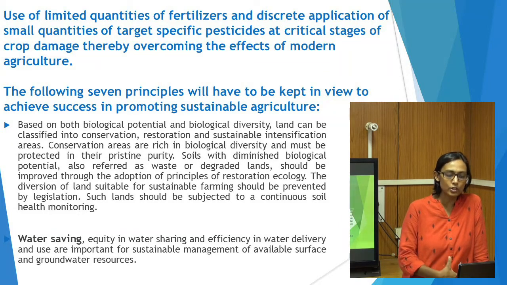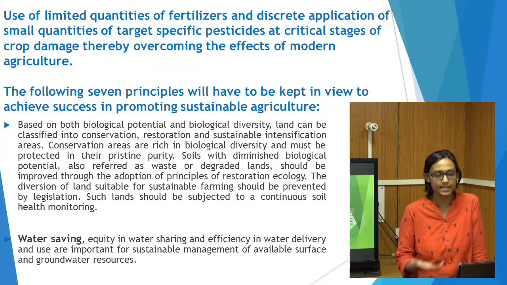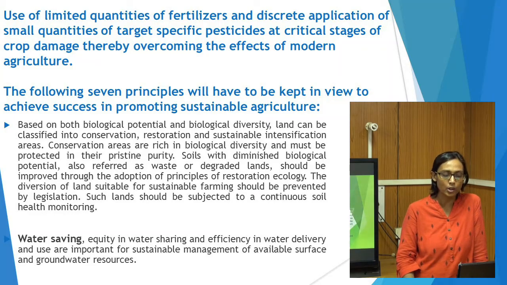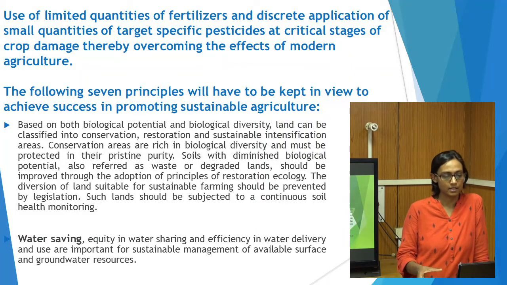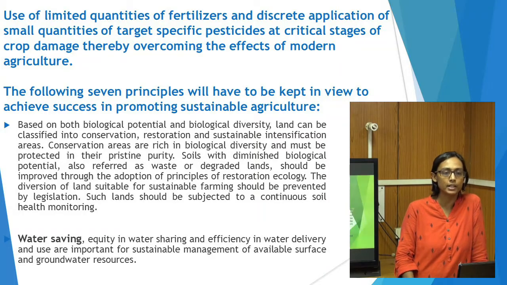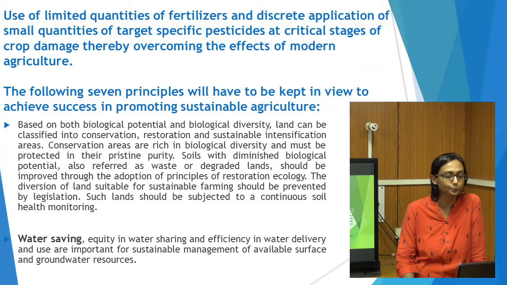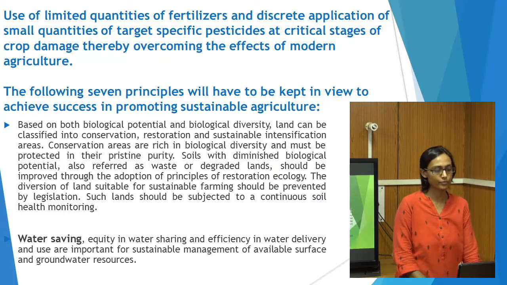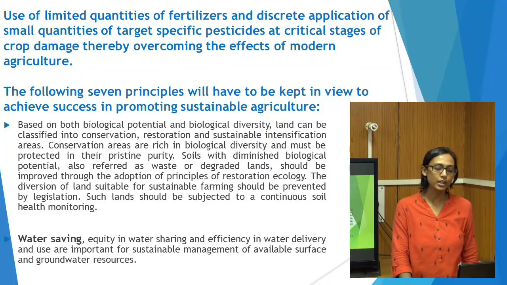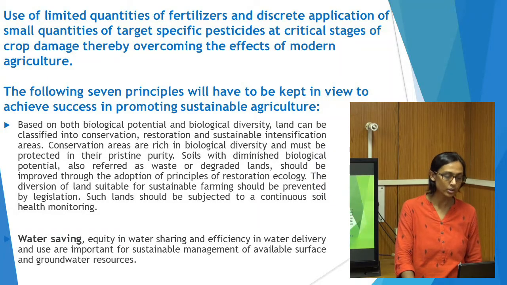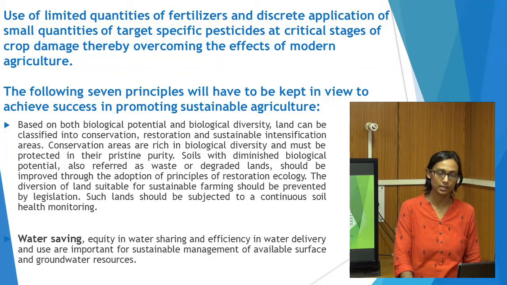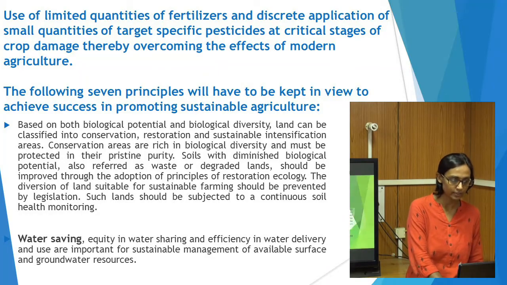Soils with diminished biological potential, also referred to as wasteland or degraded lands, should be improved through the adoption of principles of restoration ecology, and the diversion of land suitable for sustainable farming should be prevented by legislation. Such lands should be subjected to a continuous soil health monitoring. Then the next principle is for water saving. Equity in water sharing and efficiency in water delivery and use are most important for sustainable management of available surface and groundwater resources, as water is the most important input for agriculture to be productive.